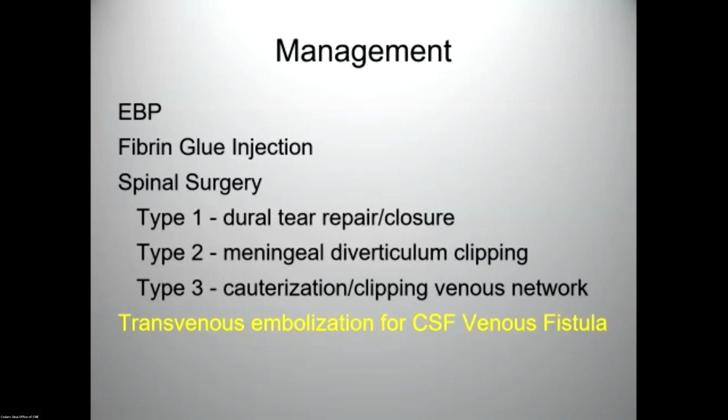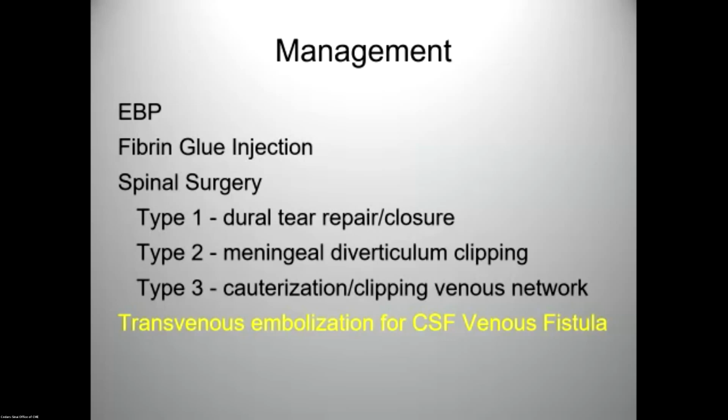Typically, type 1 may be amenable to blood patch, fibrin glue injections or mixed injections, but the definitive treatment is usually open surgical repair. Type 2 also may respond to percutaneous approaches, but surgery is very effective as well. And for the type 3 CSF venous fistula, the literature varies, as was demonstrated earlier, but surgery has been the definitive treatment for the fistulas. But this new kid on the block is the transvenous embolization.